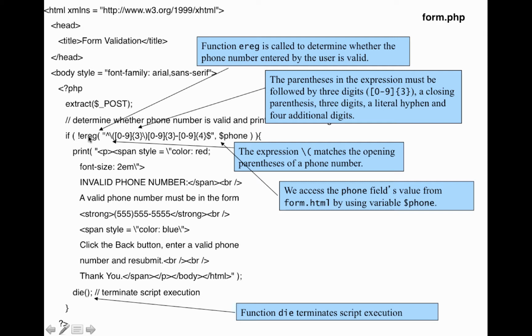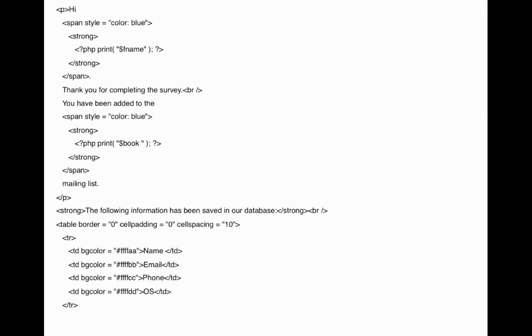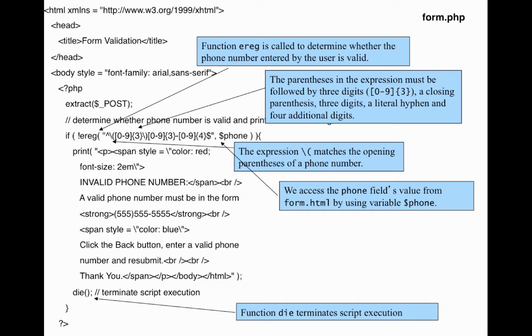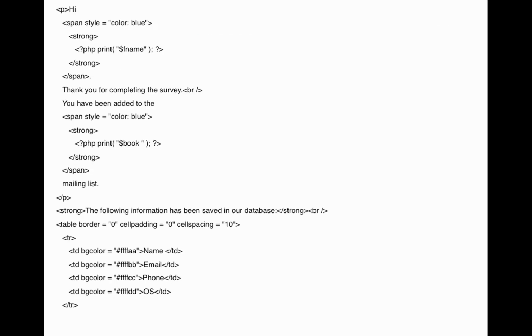And here ereg says, oops, if these two don't match, then you go ahead and say, sorry, it doesn't match, and you call the die function, which means you will exit the script. So this is one example of a PHP program processing information that's come from a form. Now if the phone number was okay, this program would not die. Instead, it would go on, and here it actually says hi and prints out the user's name, and it gets it from $fname, which is the name of your text box.